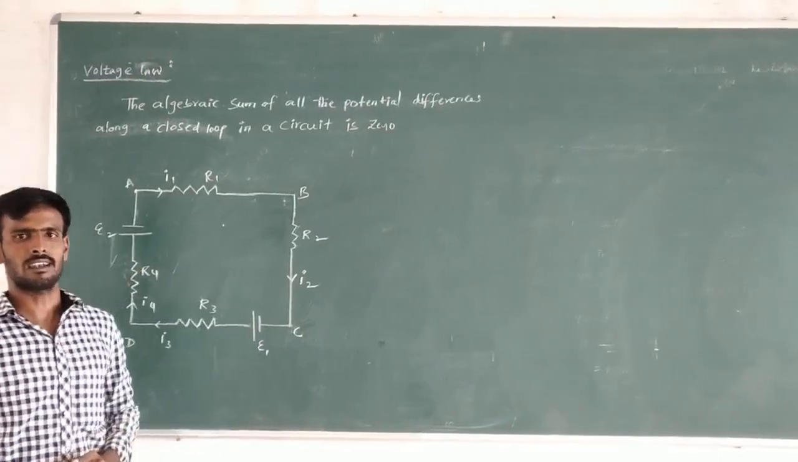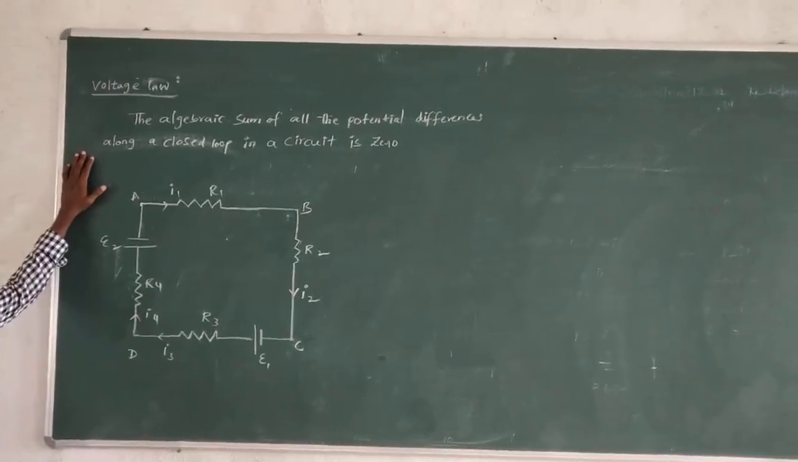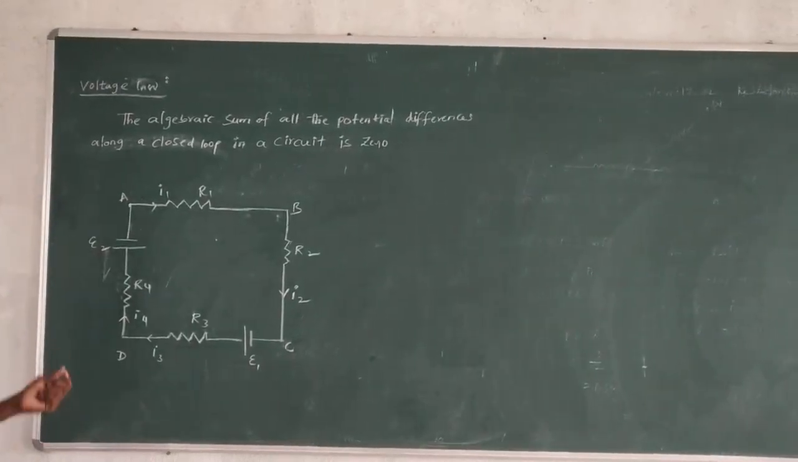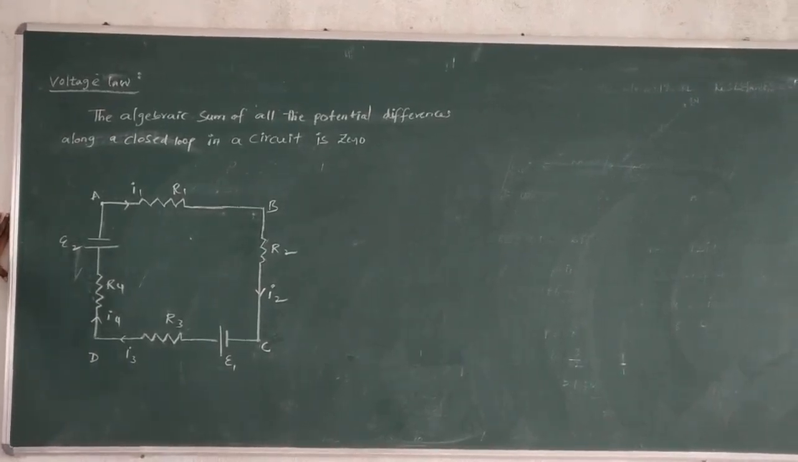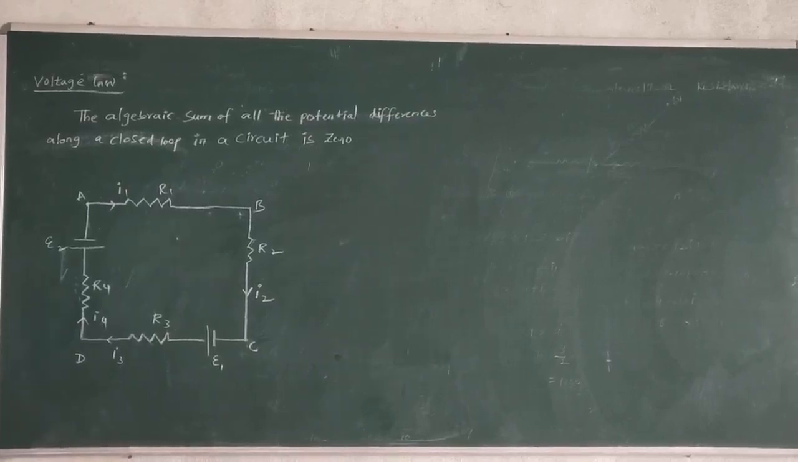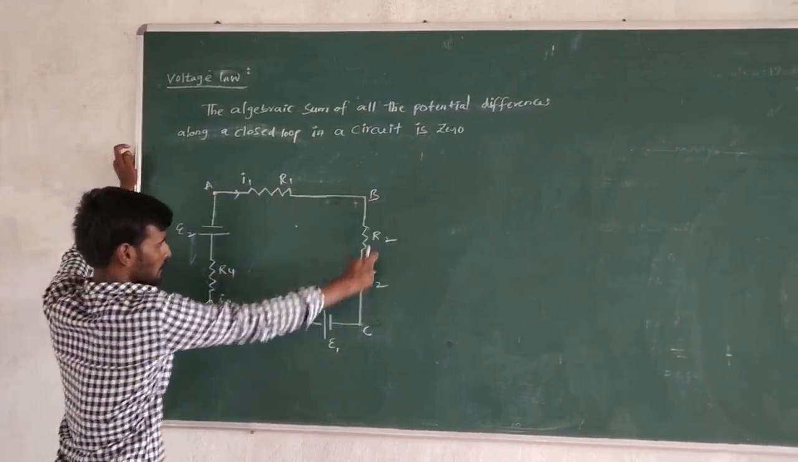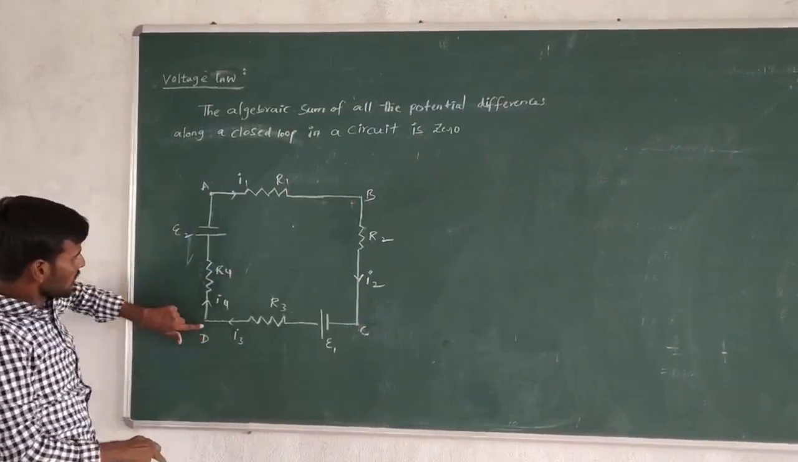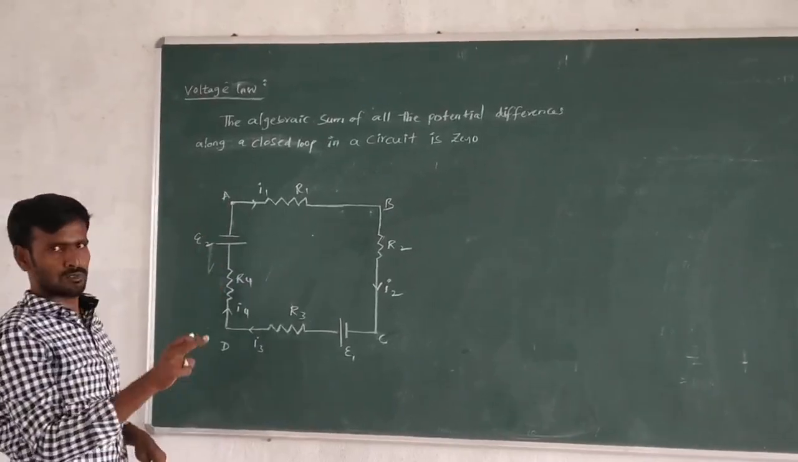Next, Kirchhoff's second law. Kirchhoff's second law is also known as the voltage law or loop law. In Kirchhoff's second law, the algebraic sum of all the potential differences along a closed loop in a circuit is 0. Suppose we start from point A, move from A to B, B to C, C to D, and again come back to point A. So here the potential difference becomes 0.